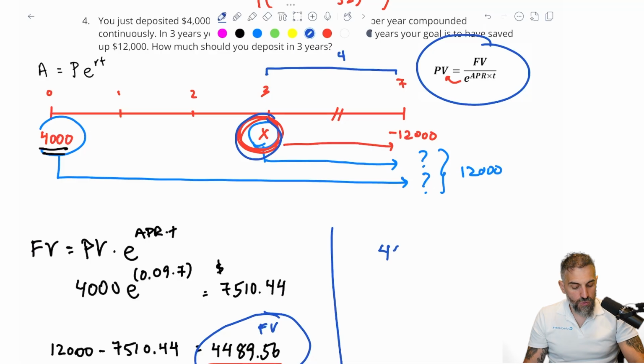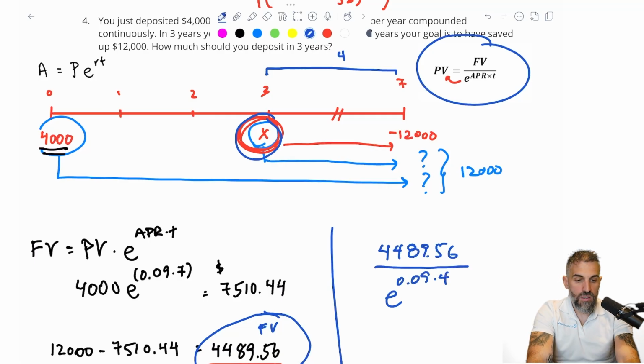The future value is $4,489.56, e to the R, which is 9, times T, which is 4. This will give me my final answer.